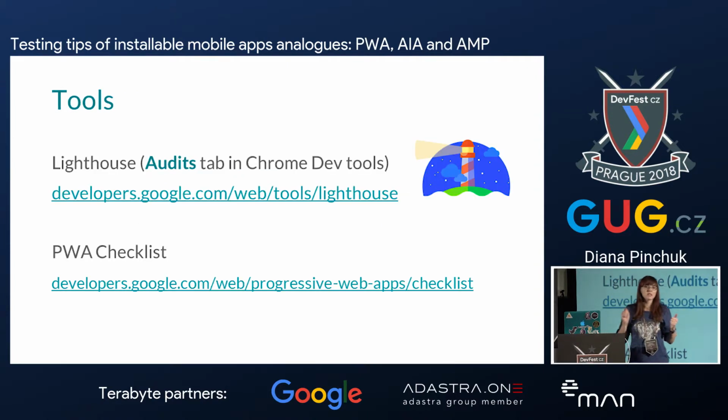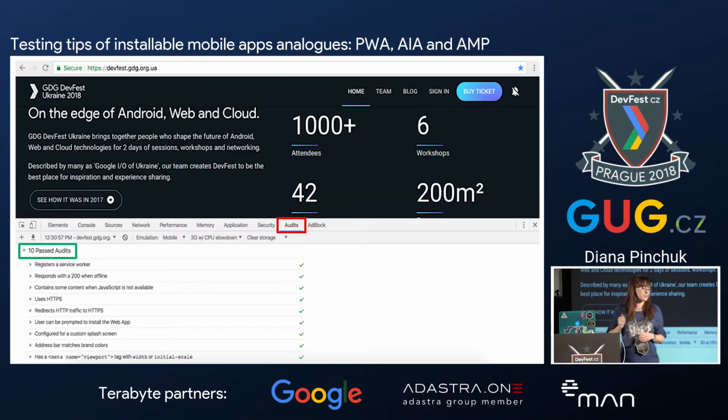If you'd like to test progressive web app, you should use the tool called Lighthouse. Lighthouse is accessible as Chrome add-on, as desktop application, but the easiest way is to use it in just developer console on audit tab. And also there is PWA checklist, which is like sticking to different rules. And when you are running audit in Lighthouse, you will see how many checklist items are actually done well. So it's how it looks like. It's the Devfest Ukraine website, and you can see that 10 audits are passed, 10 from 10.